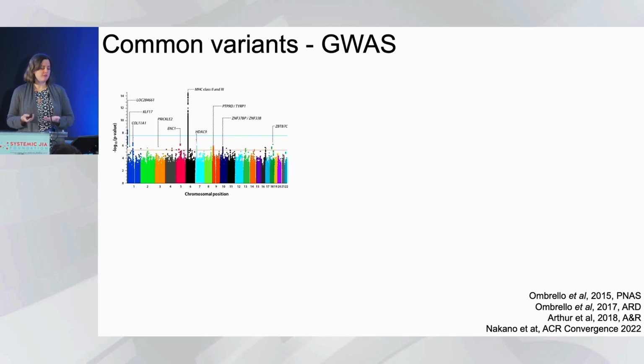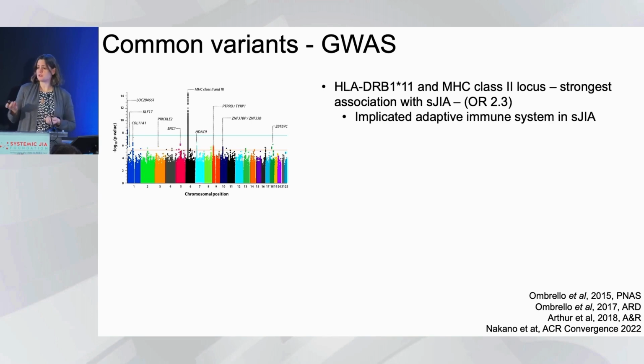And what did we learn from that? We actually learned quite a few interesting things. So first, we found that the strongest association with systemic JIA was with HLA-DRB1*11 and MHC class II. And that was one of the first things that actually implicated the adaptive immune system in SJIA, because up until that point, people were thinking maybe this is more like an autoinflammatory thing.